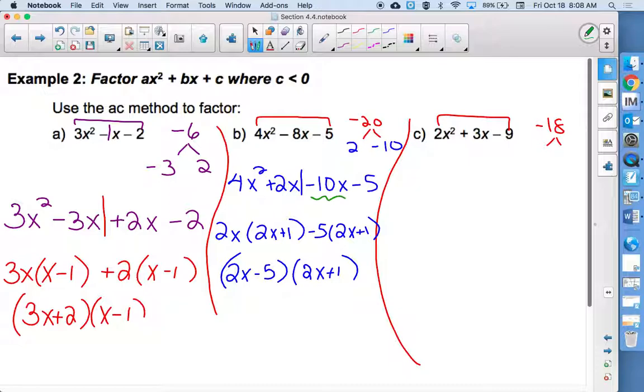Peter, how about letter C? We have a negative 18. How do we get a positive 3? Yeah, a negative 3 and a positive 6. So I'm going to place the 6 first, and then the negative 3 next to the 9.